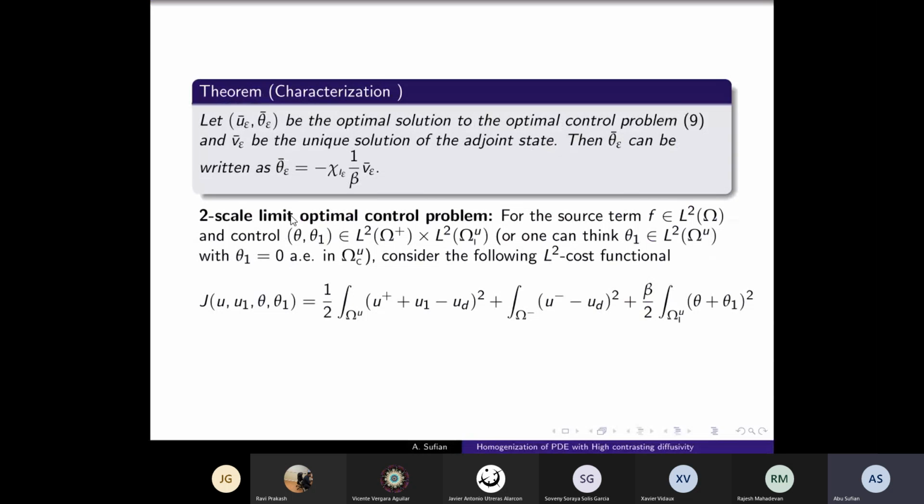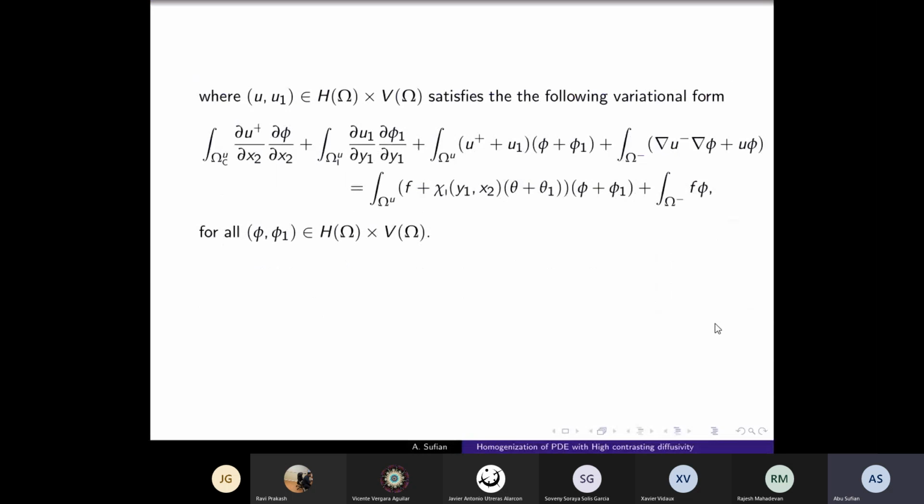Similarly, for this problem, theta epsilon restricted to the insulating part will converge to theta plus and theta 1. So you have two component type things. For this control on I epsilon, the limit cost functional will become like this. The first two terms are the same, but the last term will be beta by 2, 1 by 2 integral over omega I u of (theta plus theta 1) squared, where u plus u1 satisfy this two scale variational form.